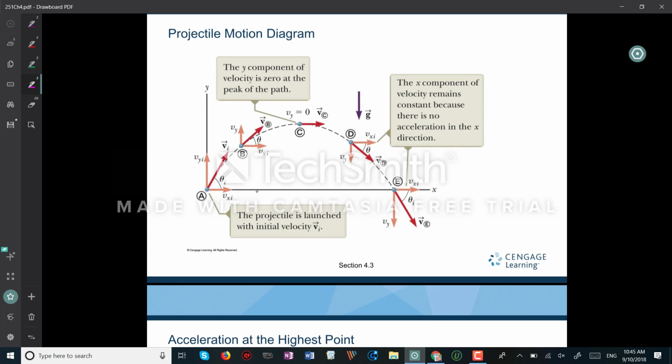So if we were to draw on this image the acceleration, we know that the acceleration is down and down and down and down. But what is the acceleration at the top of the path? The acceleration is what it is at any other place. It's always g. What is 0 at the top of the path?